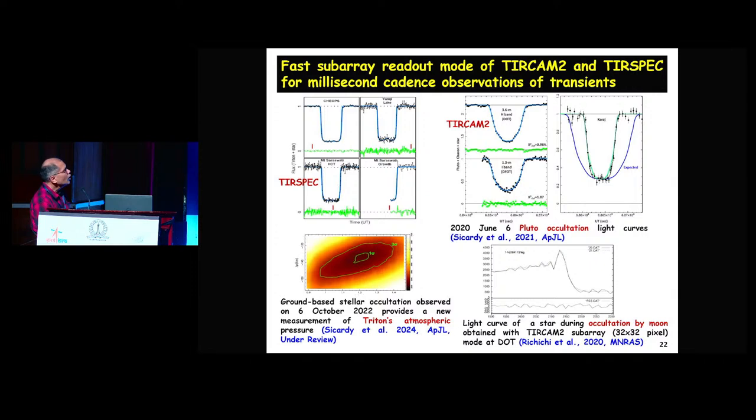And actually from these sites, like DOT, we could get a high cadence observation of the Pluto occultation. Recently we also had a Triton occultation. This is a Neptune satellite which was also observed with the telescope from SCT. And we are also doing a lot of lunar occultation observations using these sub-array capabilities, which are very important for determining precisely the stellar parameters of the star, like diameter and so on.